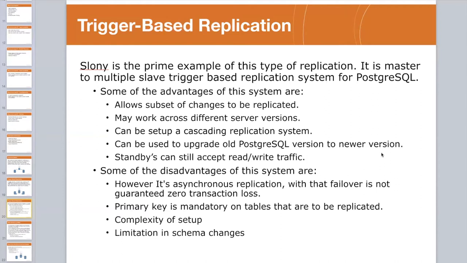Usually, as we will see in the next two slides with streaming replication, standbys are not able to accept write traffic. However, as I mentioned before, when there are merits, there are demerits of the system as well. So with trigger-based replication, it's always asynchronous, and the data objects that you can replicate have to be uniquely identifiable. That means usage of a primary key.